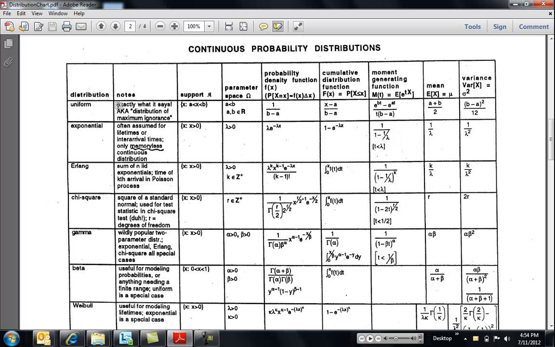It's a really nice, equally likely, everyone in the interval. So there's the uniform. Distribution of maximum ignorance. Okay, it's just 1 over b minus a. It's just a nice flat linear function.